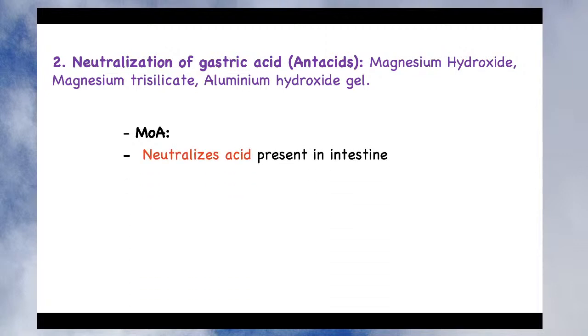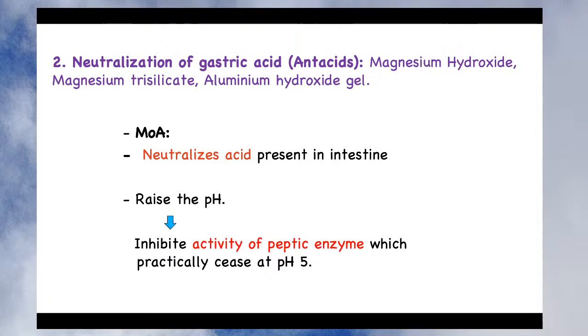Obviously, since these are basic in nature, they neutralize the acid present in the stomach, or whatever acid is secreted, all of it will be neutralized in the presence of this drug. Secondly, they also raise the pH of the stomach. Since the pH of the stomach is raised, what will happen? There will be inhibition of the activity of the peptic enzyme, because for peptic enzyme to work, the pH must be below 5. When you increase the pH, it will move from 3 to 5 and 6.